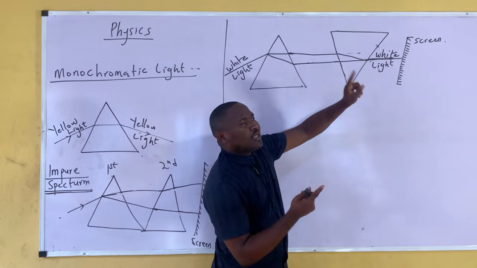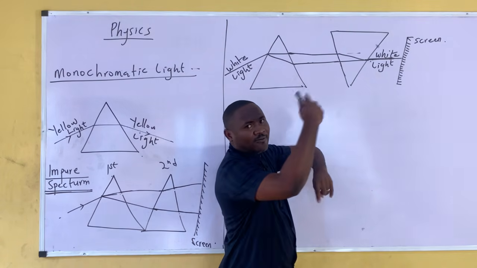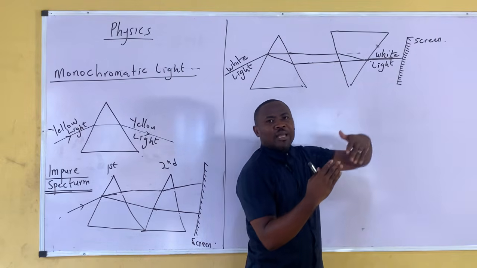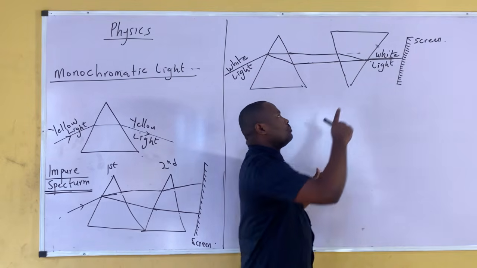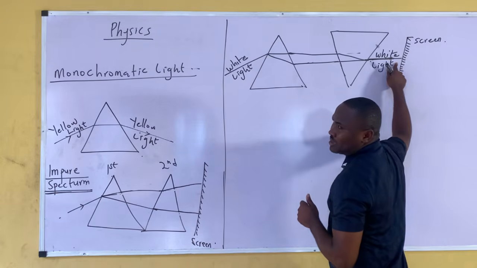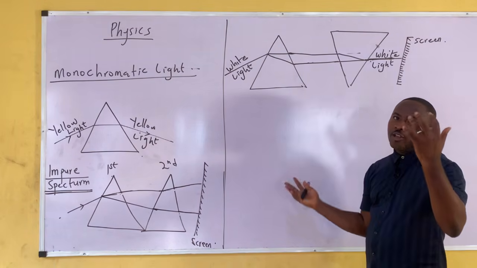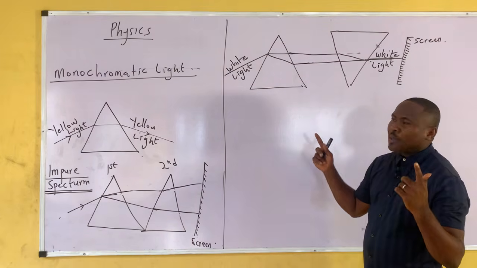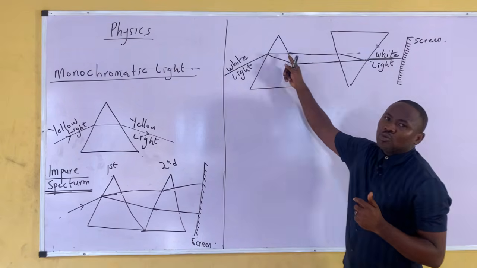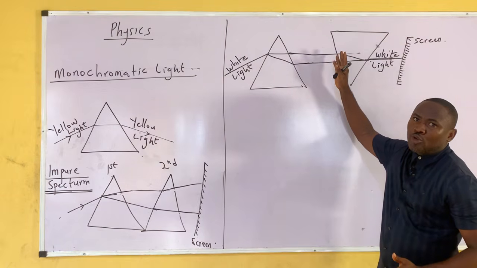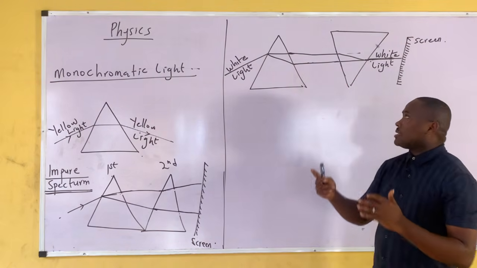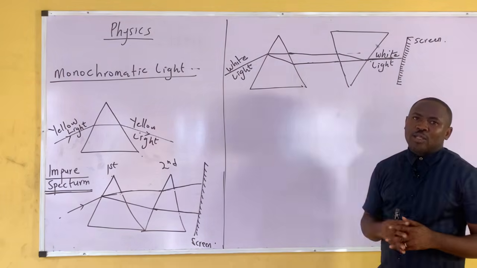What happens when the prism is inverted? It recombines the colors and produces back the white light. So take note, when two glass prisms are arranged in opposite directions, the white light that was dispersed into various color components recombines to produce back the white light.